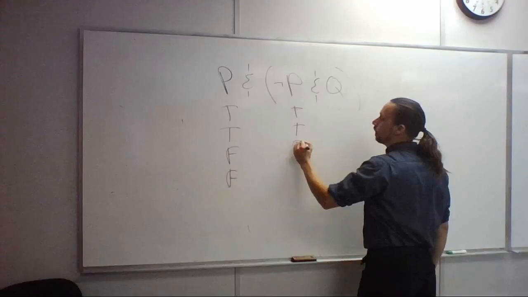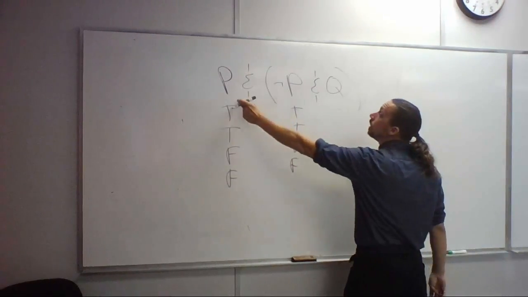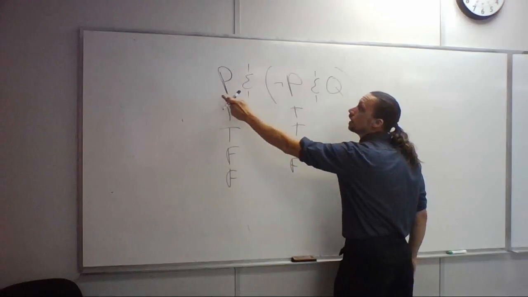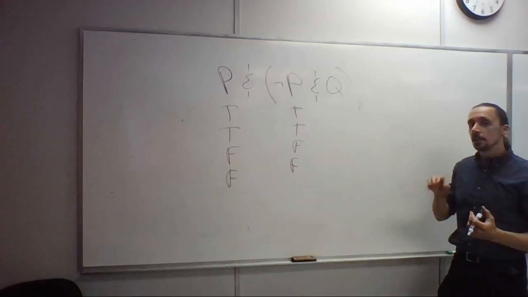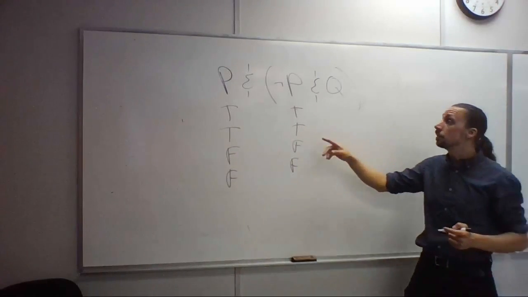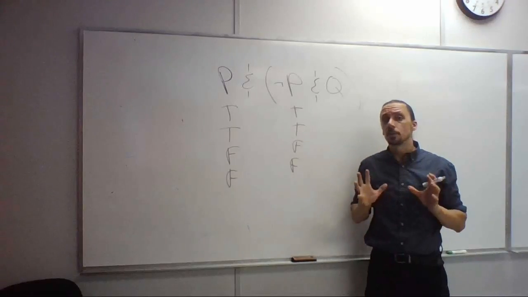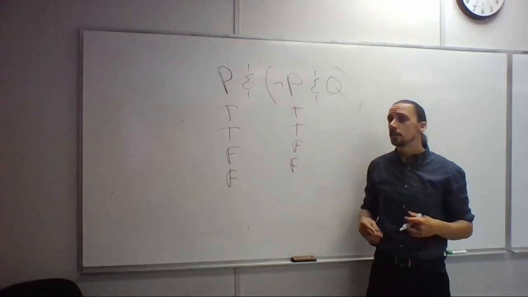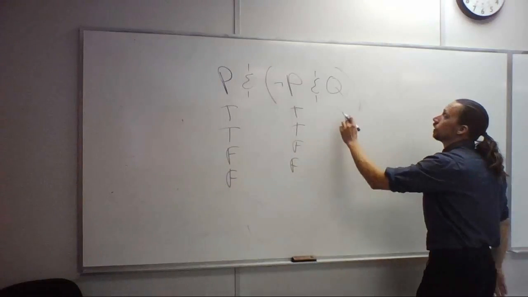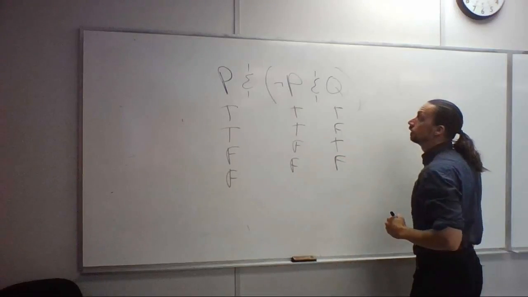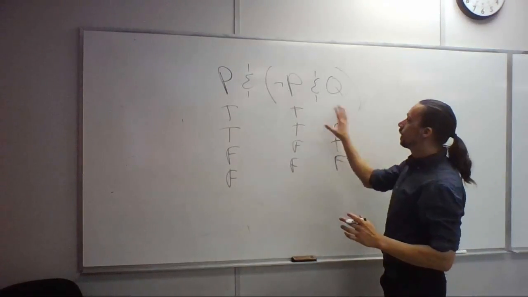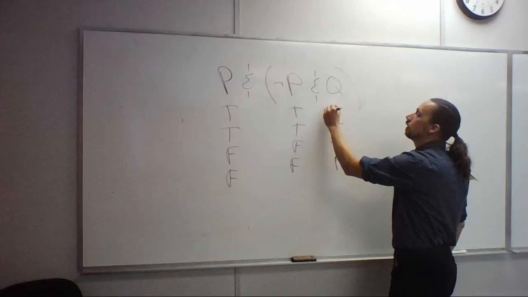True, true, false, false. I did it again because P is the same atomic sentence, right? So P and P: if an atomic sentence reoccurs later in a sentence, it's going to have the same values as its other occurrences. That's really important to remember so you don't make a mistake. Now Q here is going to be true, false, false. And this is all the possibilities of P and Q together.